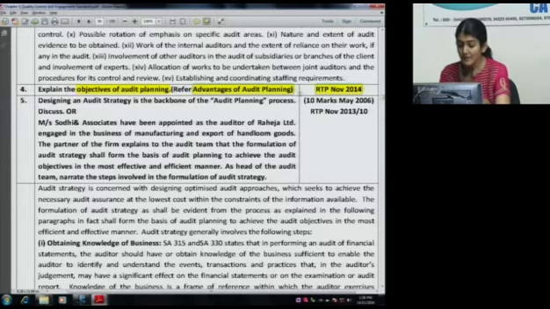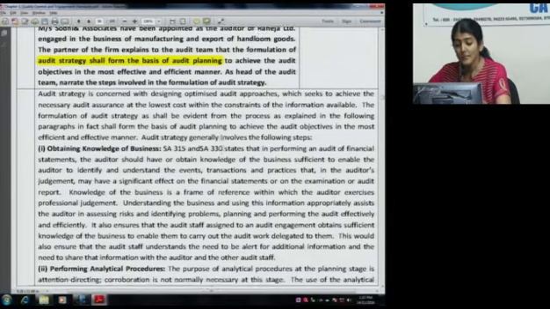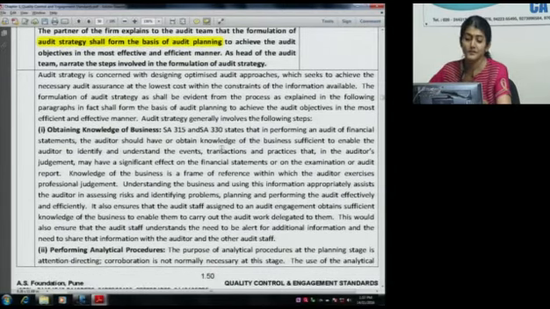Right, so Sodi and Associates have been appointed as the auditor of Raheja, engaged in export of handloom goods. The partner of the firm explains to the team that formulation of audit strategy will form the basis of audit planning to achieve the audit objectives in the most efficient and effective manner. As head of the audit team, narrate the steps involved in the formulation of an audit strategy.